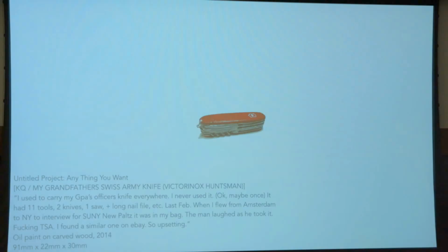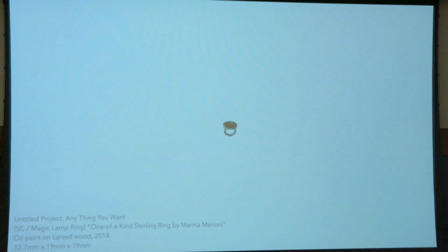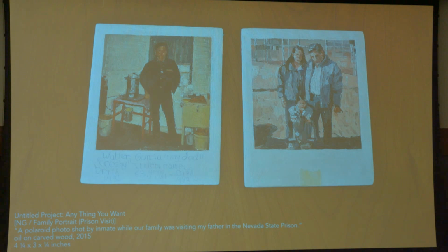A watch, a Swiss Army knife that was given to them by their grandfather, which was then taken away from them by the TSA. A ring. A Polaroid photo shot by an inmate while our family was visiting my father in the Nevada State Prison.